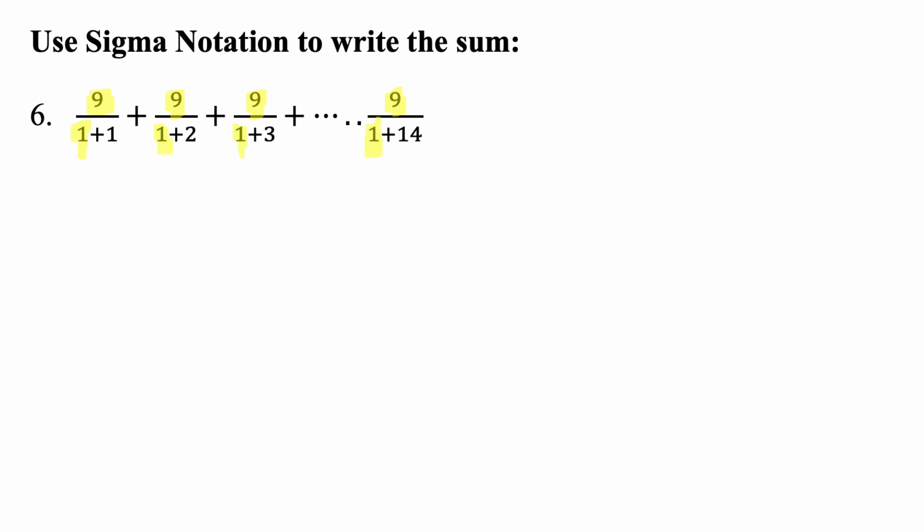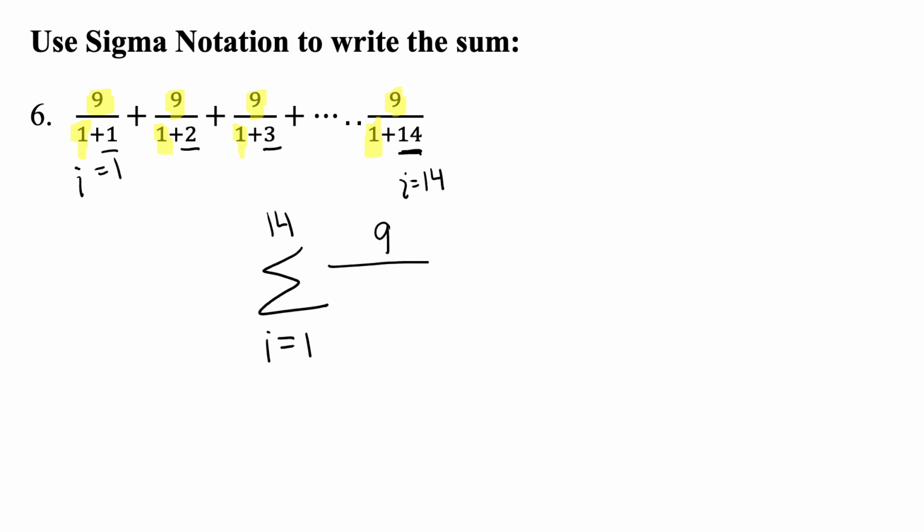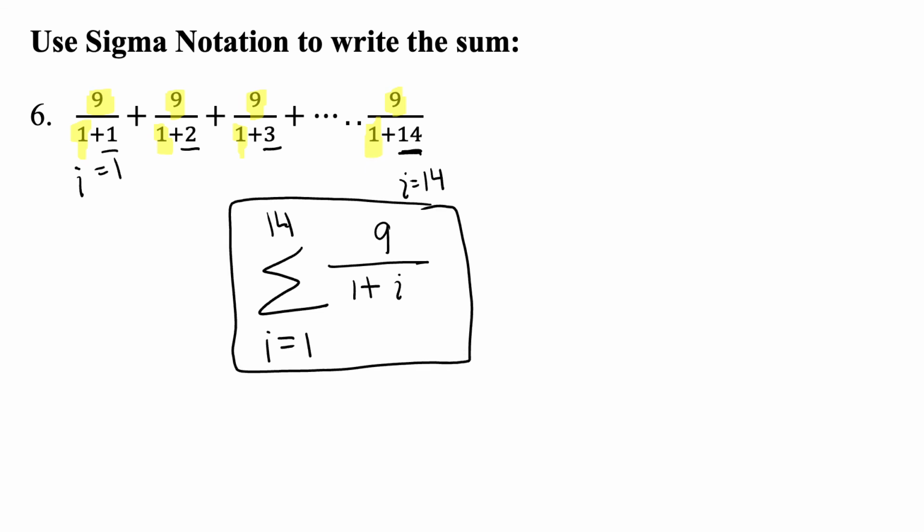So notice in each of these terms, the 9 is the same, and the 1 is the same. So just like we were doing earlier, if we let our first term be i equals 1, then this would be i equals 1, i equals 2, i equals 3. We're going to go all the way up until i equals 14. So we can write this as the sum from when i equals 1 up until 14. And then we're keeping our 9 and our 1 plus is always the same. And then what we're plugging into each one is that 1, 2, 3, 4. So we can plug that in as an i. So we can rewrite this as the sum from when i equals 1 to 14 of 9 over 1 plus i.